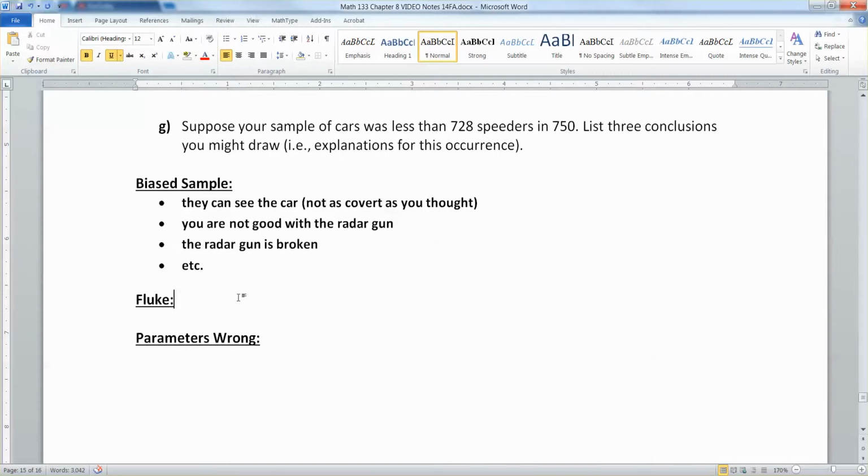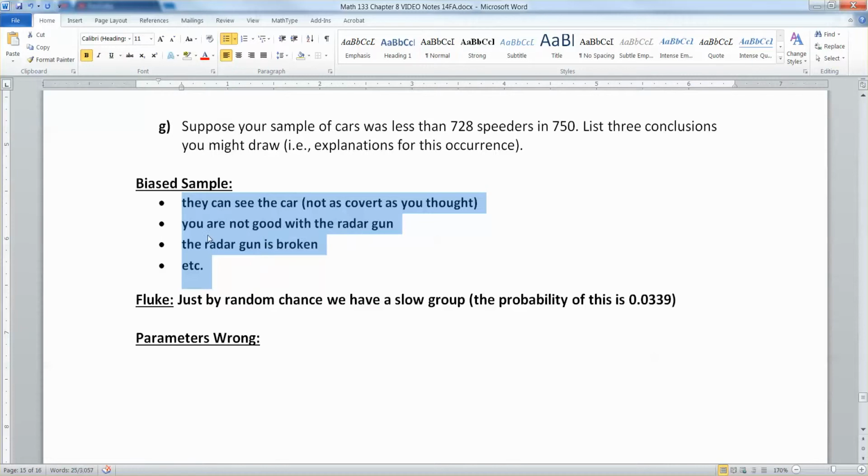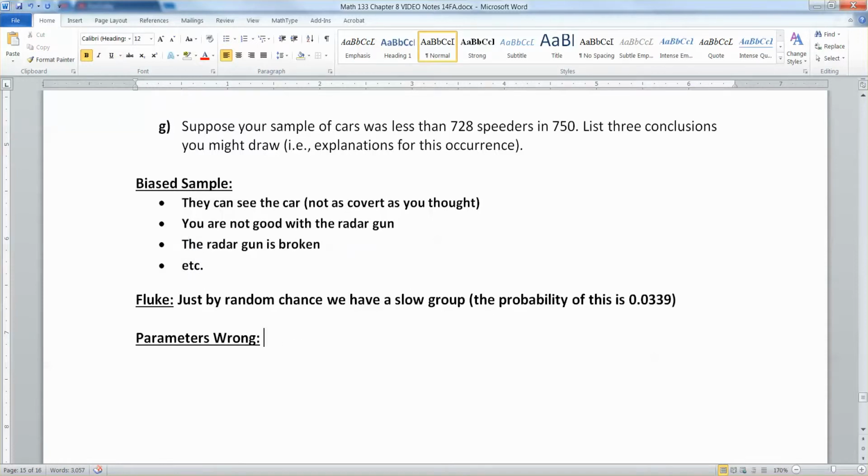Then perhaps it's just a fluke, just by random chance. We had a slow group. Now the probability of this is 0.0339, what you found already. So pretty low. That leads to one other thing. If you say, look, I didn't have a biased sample, my radar gun was fine, right? And it wasn't a fluke. I think that's too low for it to be a fluke. I think something else is going on. This smells fishy, right? Well, what could possibly else be wrong?